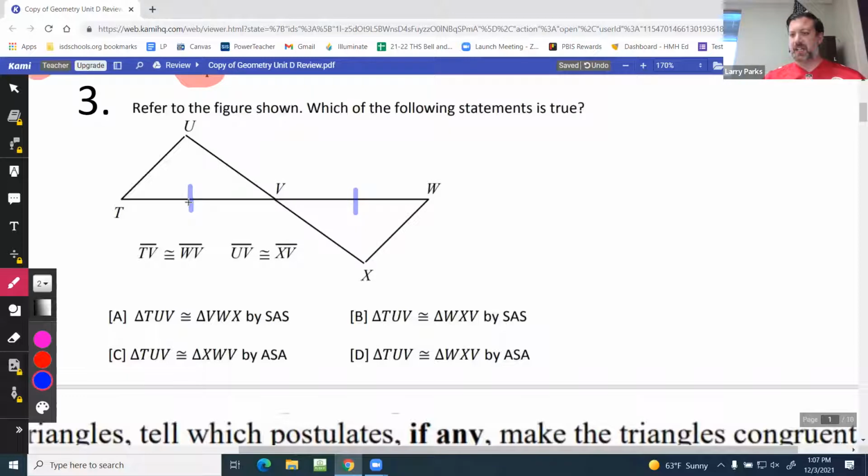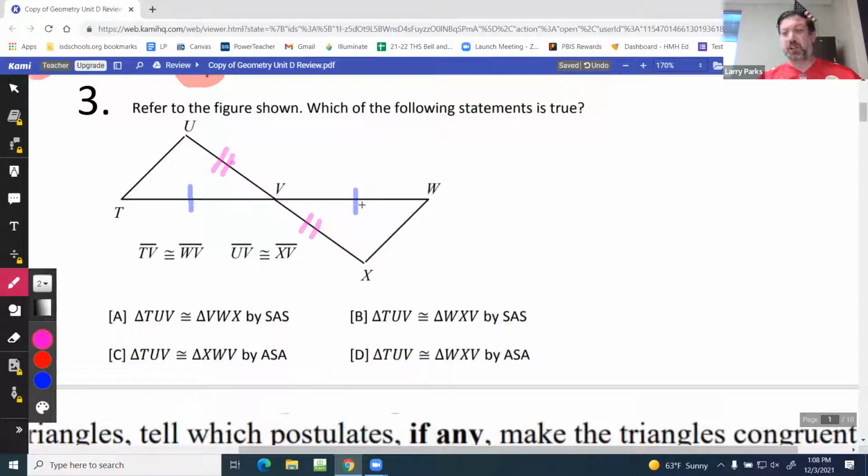Notice I used the notation that says TV is equal to VW. And then it says that UV, this one, and I need to use 2 notches now, UV is congruent to XV. So I got this side equal to that side. We are trying to use a triangle congruence theorem or postulate to prove these triangles are congruent. To prove triangles are congruent, you need 3 pieces of information.